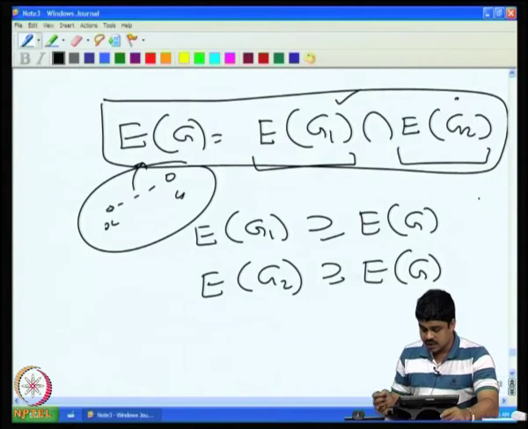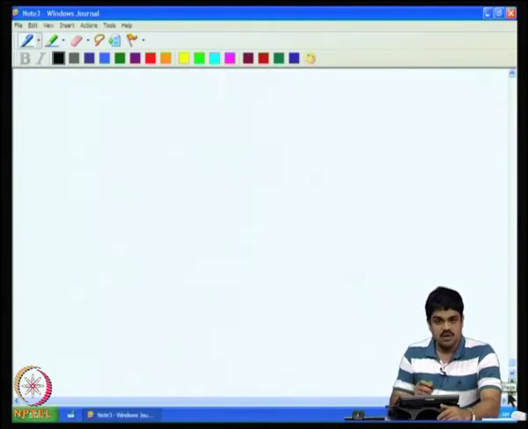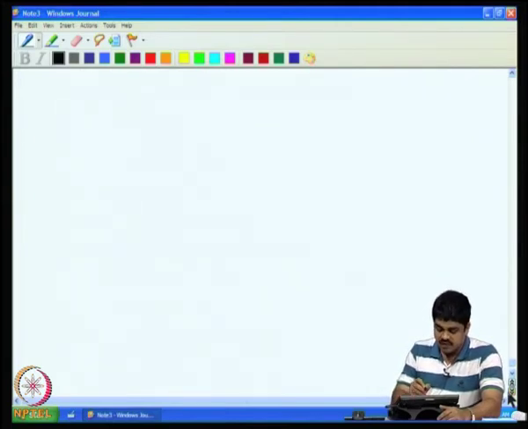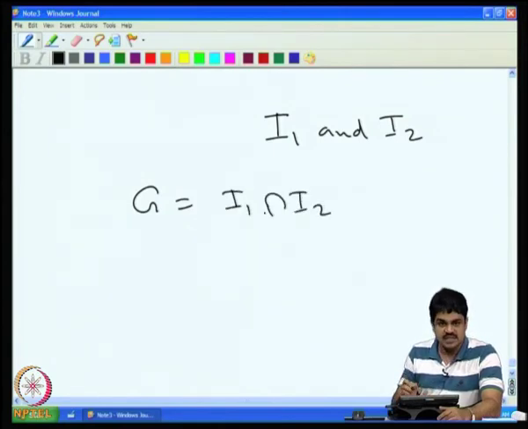Now, why did we say this? Suppose a graph can be drawn on the 2-dimensional plane as the intersection graph of axis parallel rectangles. Then we can find two interval graphs I1 and I2 such that G is equal to I1 intersection I2. When I say I1 intersection I2, the vertex set is the same for all the graphs, and the edge set of G will be the intersection of the edge sets of I1 and I2.